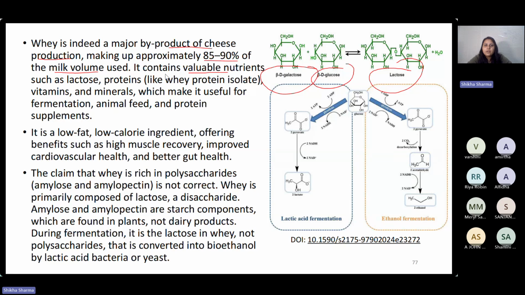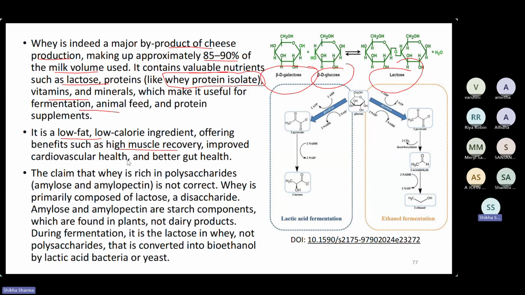So it contains valuable nutrients like lactose and proteins like whey protein isolate, and vitamins and minerals. So it can be useful for fermentation, animal feed and protein supplements. It is also a low fat, low calorie ingredient. So it offers benefits such as better muscle recovery, improved cardiovascular health and better gut health.